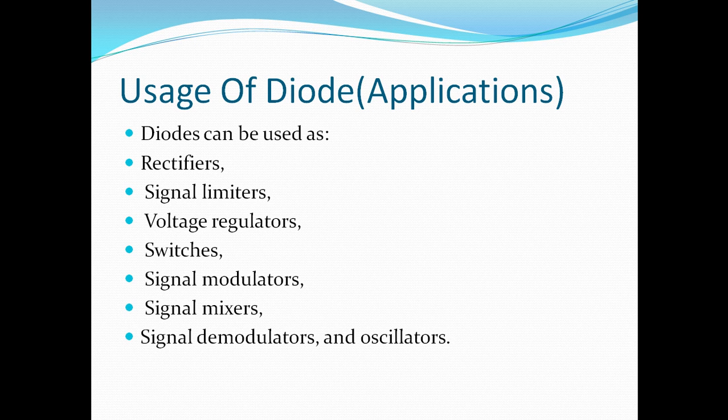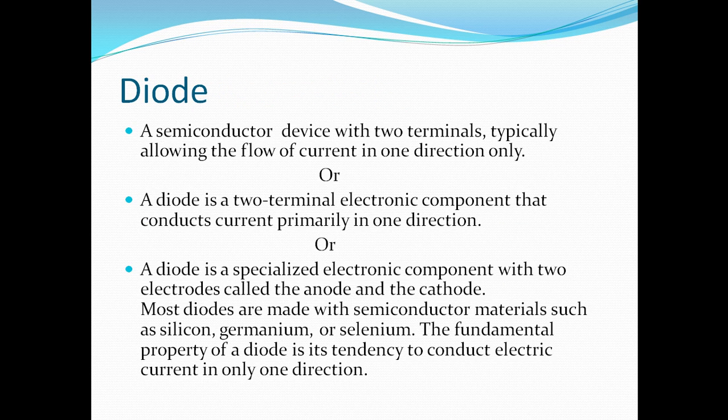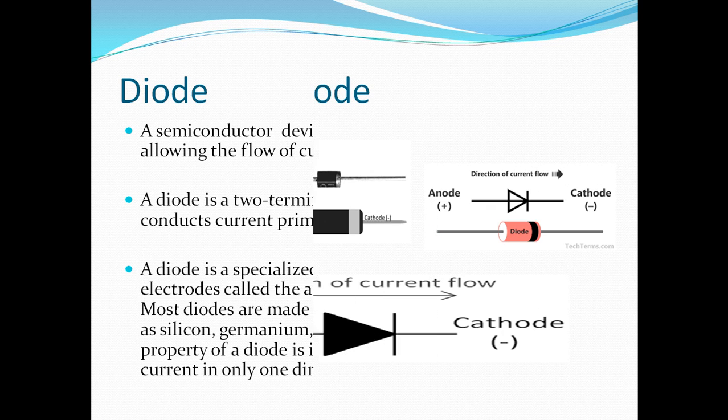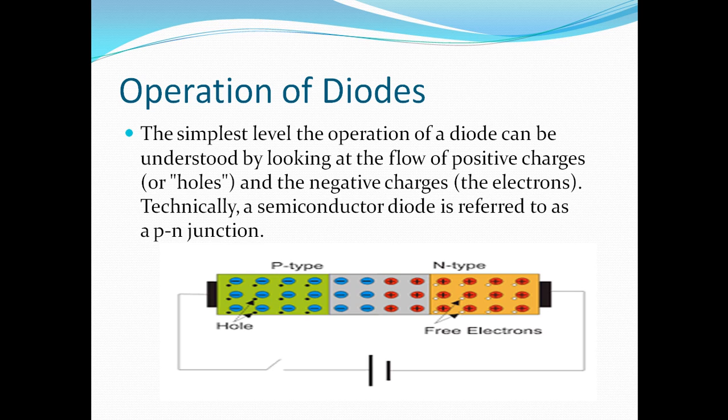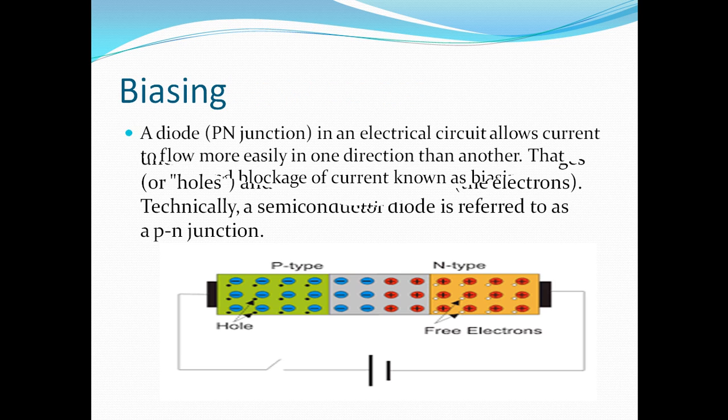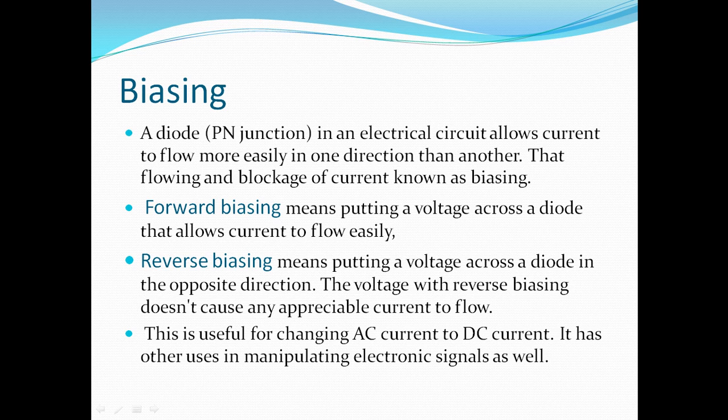If you want a revision, I can go back with a quick revision of what the diode is. A diode is a semiconductor device with two terminals, typically allowing the flow of current in one direction. This is the symbol and images of a diode. This is the operation of a diode. There are two types of material, p type and n type. P type contains the holes, n type contains the free electrons, and they both combine with each other and form such type of biasing. One is the forward biasing, the other is the reverse biasing. Forward biasing means it allows the current to flow, reverse biasing it blocks the current.